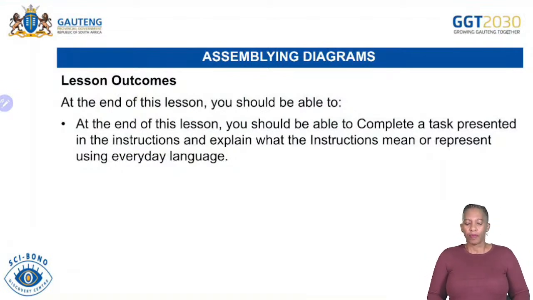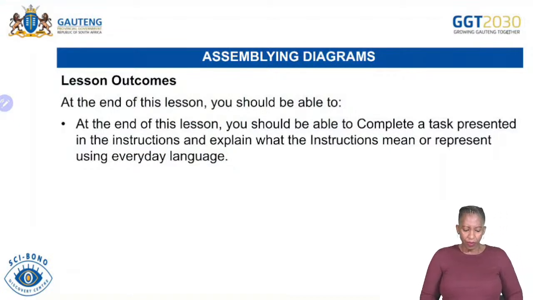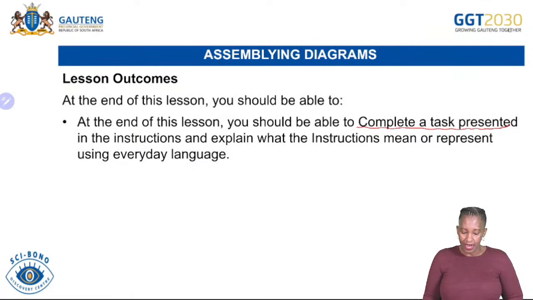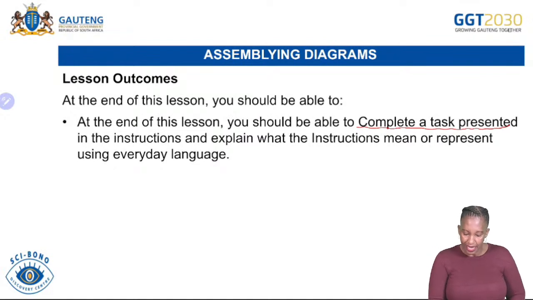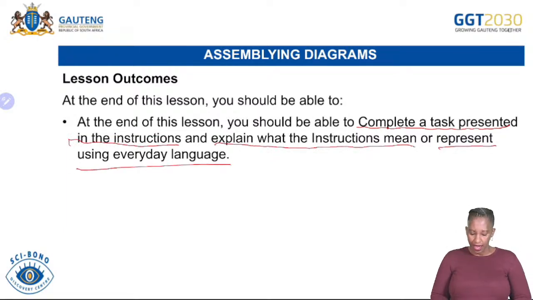What is the objective of this lesson by today? What are the outcomes? By the end of this lesson, you should be able to complete the task presented in the instruction, and explain what the instruction means or represents using everyday language. So what is important? We should be able to complete a task presented in the instruction and explain what the instruction means or represents using everyday language.